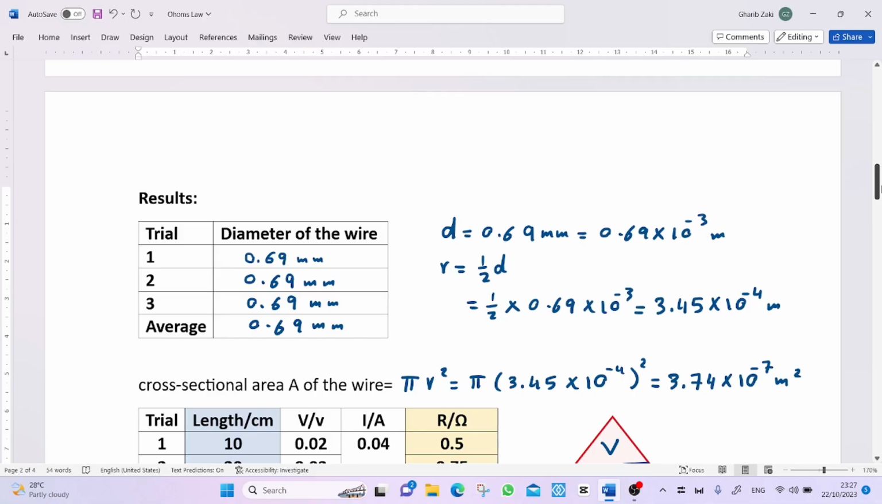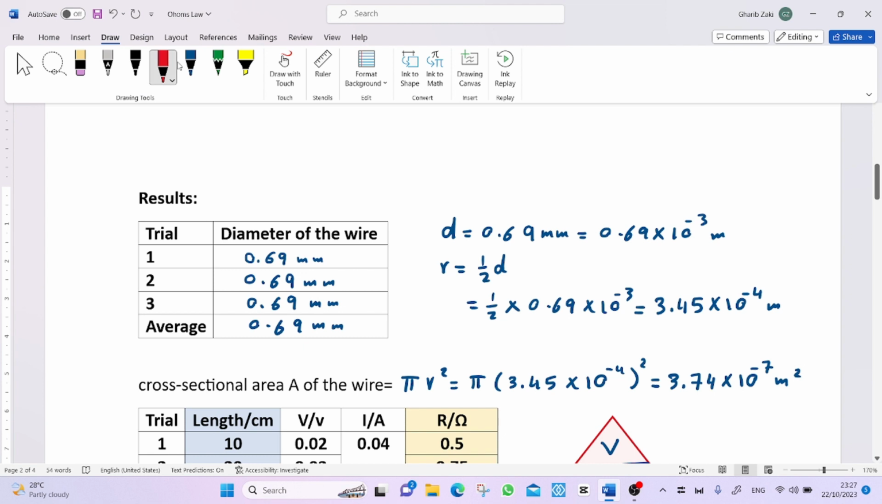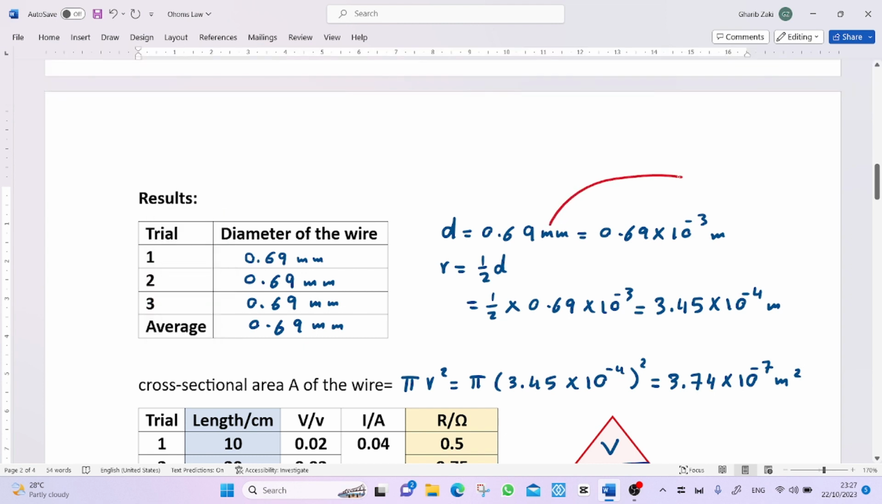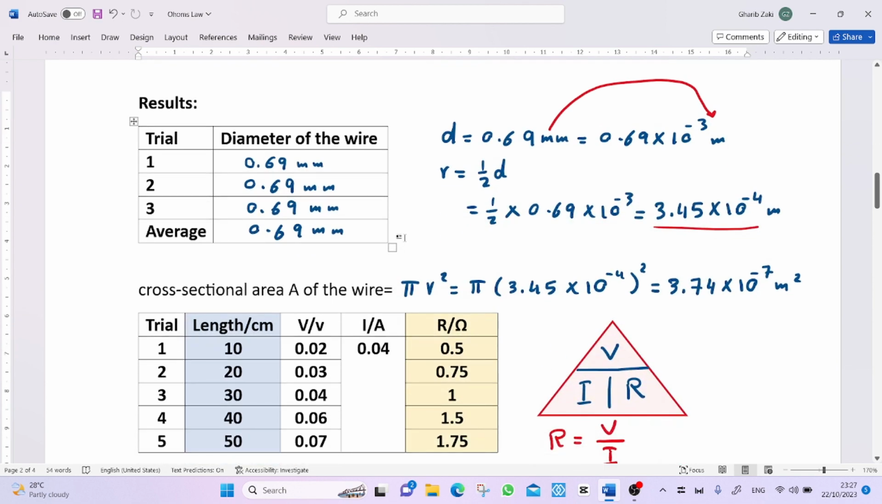We convert diameter from millimeter to meter. So from millimeter to meter, we multiply by 10 power negative 3. The radius equals half the diameter. So the radius equals this value. From the radius, we can calculate the cross-section area by πr squared. So this is the area, cross-section area in meter squared.